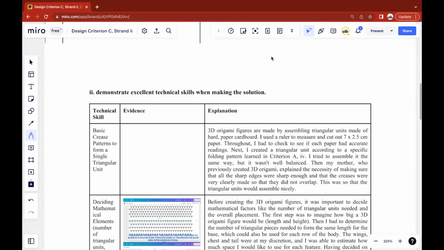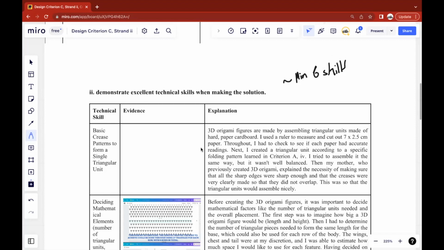So for technical skills, what you should know is that you should include a minimum of 6 technical skills to show that you've shown sufficient technical skills. It's good if you can show more than that, but 6 is sufficient to show that you've fulfilled the criteria.